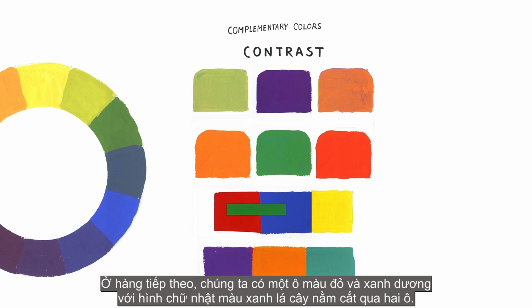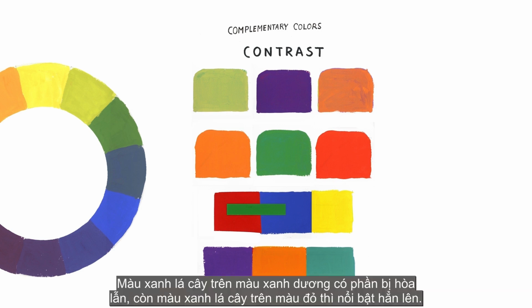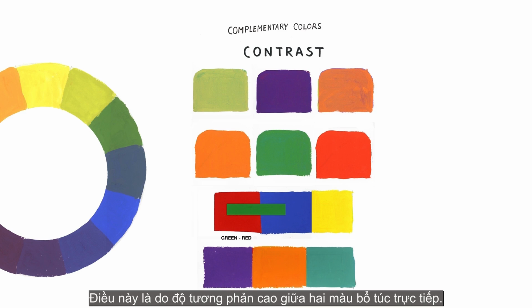And the next row we have a box of red and blue with a green rectangle inside the two boxes. Can you see which green has more contrast? Is it the green on the red or green on the blue? The green on the blue blends in and the green on the red stands out. This is because of the high contrast that complementary colors have.